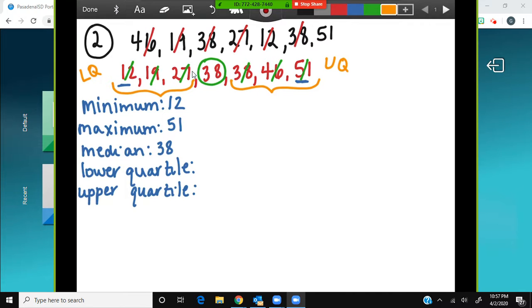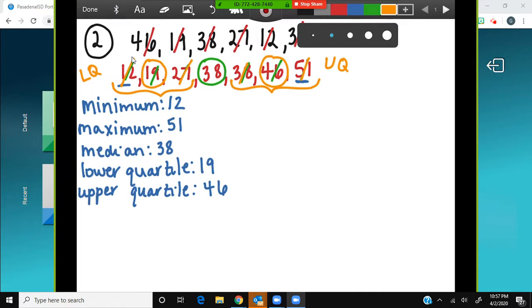Now, to find the actual lower and upper quartile value, you need to find the median on each side. Let's focus on the left side. We have 12, 19, and 27. To find the median, we're going to cross them out. If we cross out one in the front and one in the back, the one in the middle is 19. So my lower quartile would be 19. Now the upper quartile, we're going to focus on the right side. Same thing, using those 3 numbers, we find the median, and the number in the middle is 46. So my upper quartile is 46.